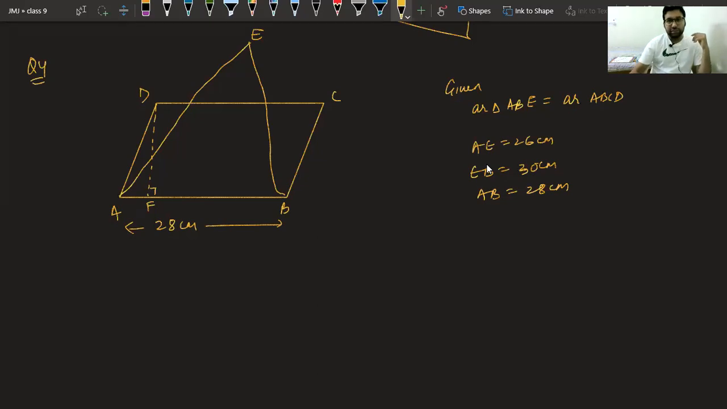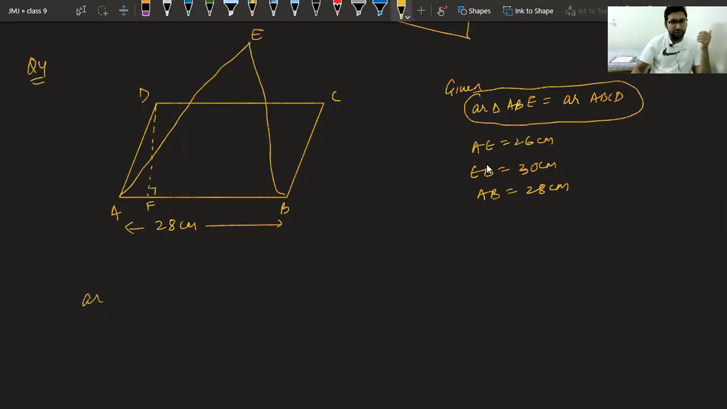We have to use this thing, class. We have to use this thing, that the area of triangle ABE is equal to the area of parallelogram ABCD. So first we can find the area of the triangle. Then we can say this area is also the area of the parallelogram. And we can say it is equal to base into height. Base is given to us, height we can find. What do you say? Are you able to understand what I am saying?